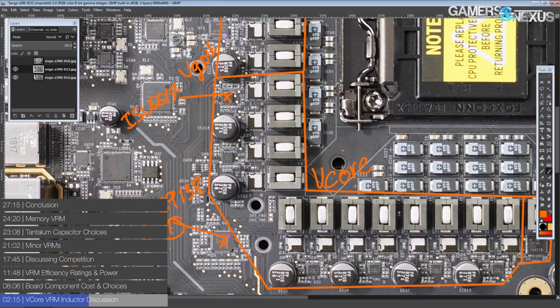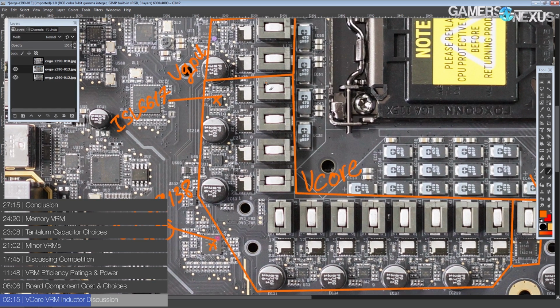But an interesting thing about EVGA's motherboards is that they really like to use very low inductance inductors. The trade-off is that with lower inductance on your inductors, you get better transient response. The downside is that you get higher output ripple and you also lose efficiency.